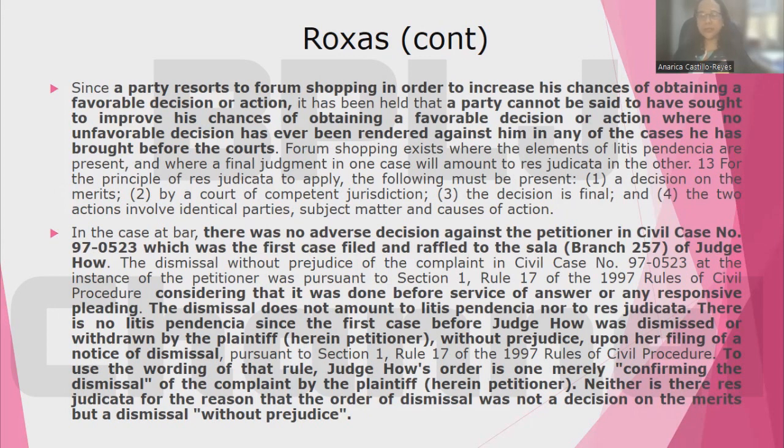There was no adverse decision in the first case, considering that it was done before service of answer or of any responsive pleading. The dismissal does not amount to litis pendentia nor to res judicata. There is no litis pendentia since the first case was dismissed or withdrawn by the plaintiff without prejudice upon her filing of a notice of dismissal.